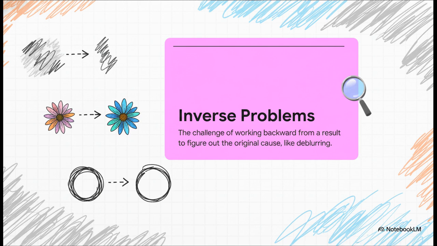Well, the reason this happens all comes down to a concept called inverse problems. And that's just a fancy term for having to work backward. Think about it. When a photo gets blurry, information is literally lost forever. So deblurring means you have to guess what that lost information was. It's the same thing for adding color to a black and white picture or filling in a big missing chunk of an image. You're trying to undo a process without knowing all the original detail.